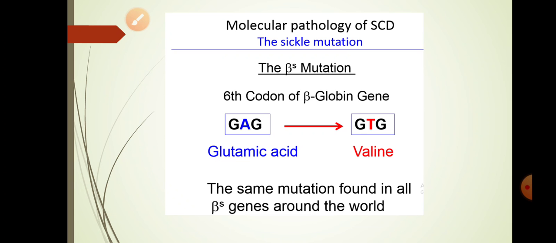Molecular pathology of sickle cell disease. The mutation is at the 6th codon of the beta globin chain, where glutamic acid is replaced by valine. The same mutation is found in all the sickle cell beta genes around the world.